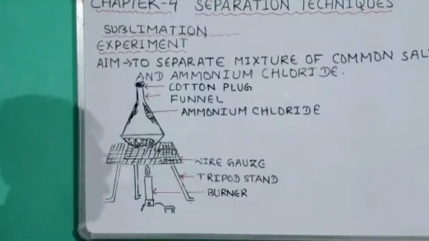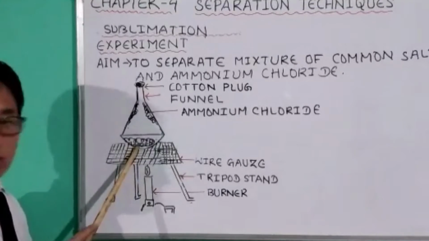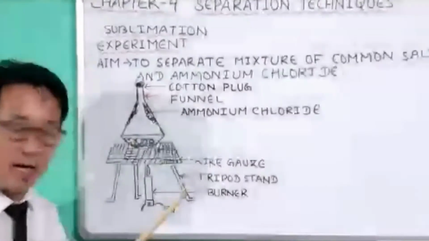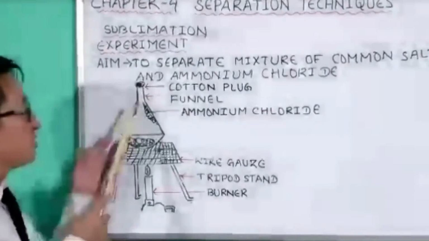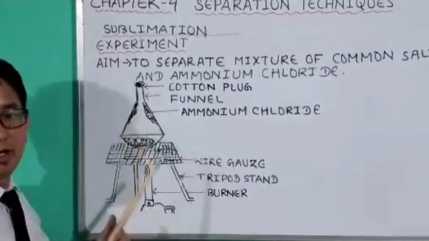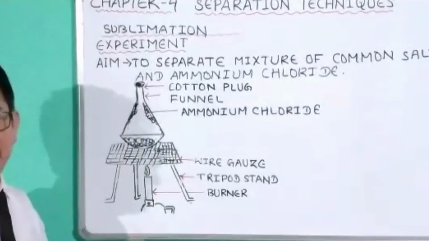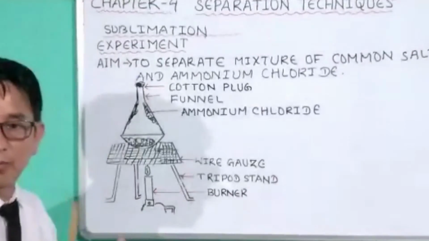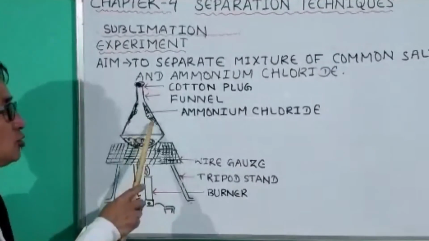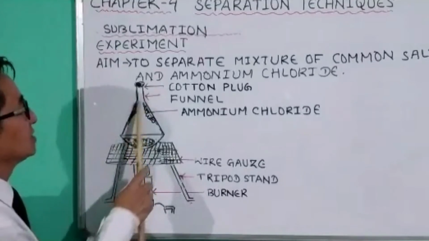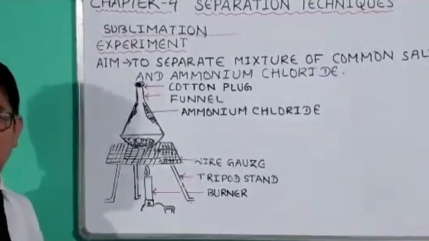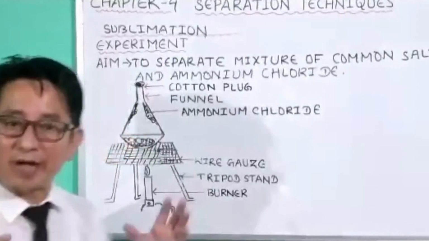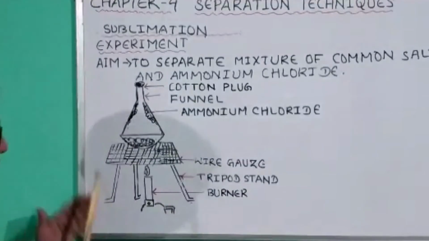When this mixture is heated, the ammonium chloride directly changes into vapor, and this vapor rises up. When this vapor rises up and reaches the cooler part of this funnel, it condenses. That means this ammonium chloride directly changes into solid, and it gets deposited on the inner wall of this funnel. When the vapor stops rising, then stop heating.